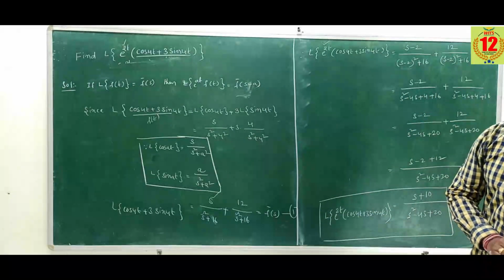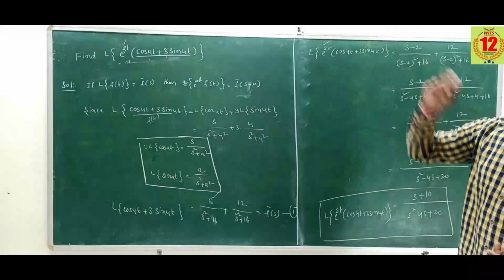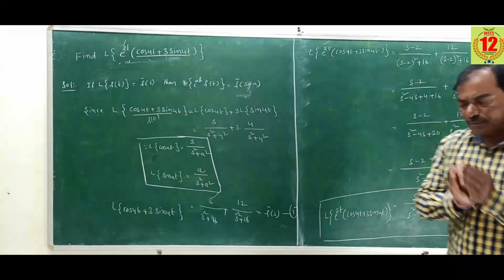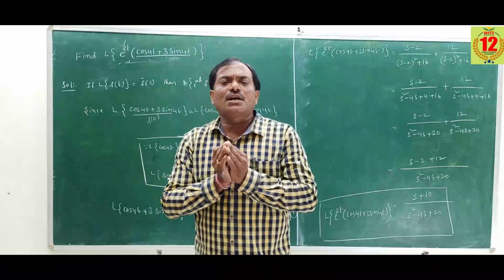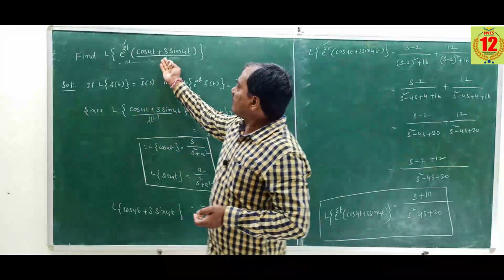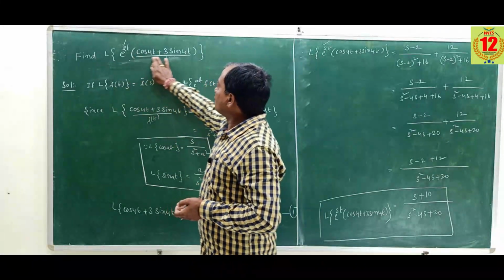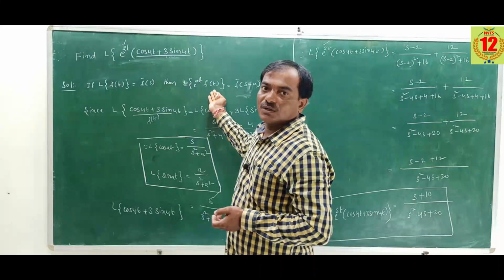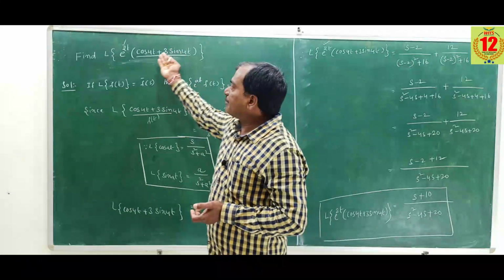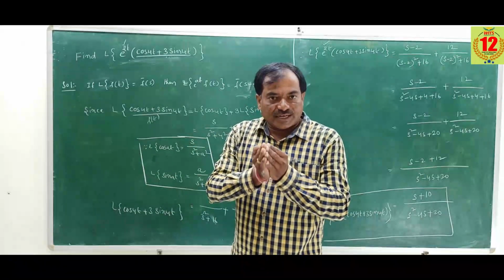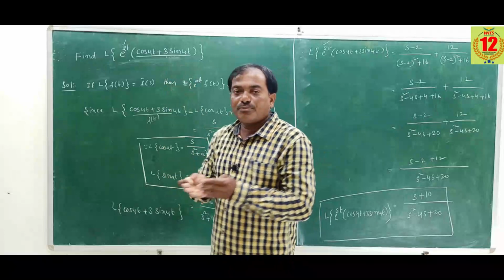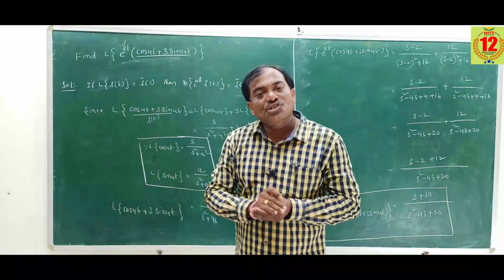So this is the process of finding this kind of problems. First observe, now simple thing, first observe the given problem is based on which property. So the given problem is in the form of the first shifting property. Therefore we have to find the Laplace transform of the given problem by taking the help of the first shifting property.